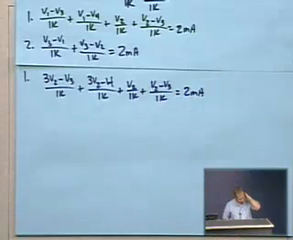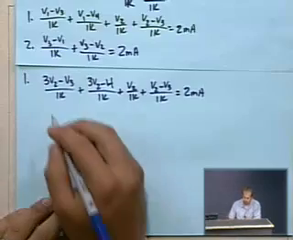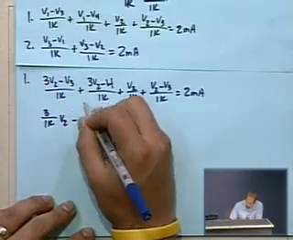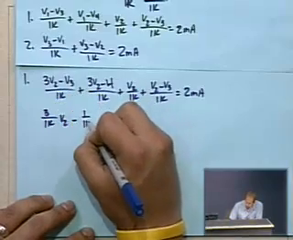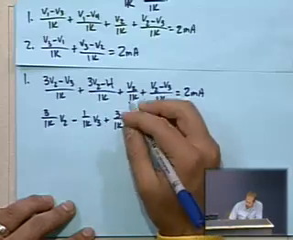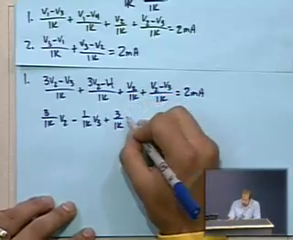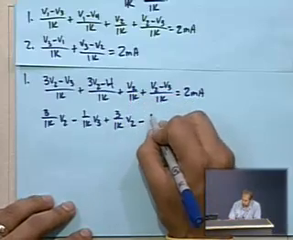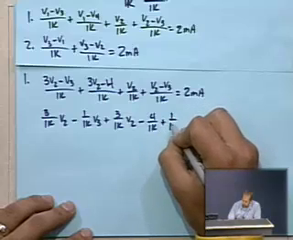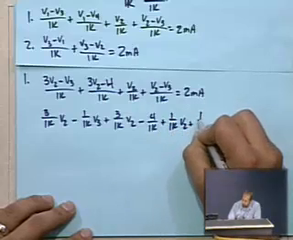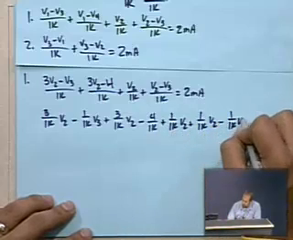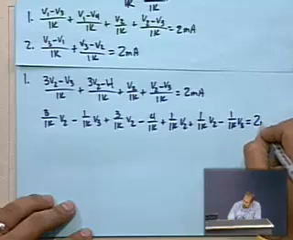So now we can start messing around and simplifying that. We got 3 over 1K V2 minus 1 over 1K V3 plus 3 over 1K V2 minus 4 over 1K plus 1 over 1K V2 plus 1 over 1K V2 minus 1 over 1K V3 equals 2 milliamps.